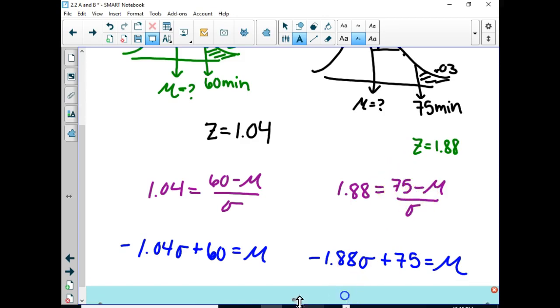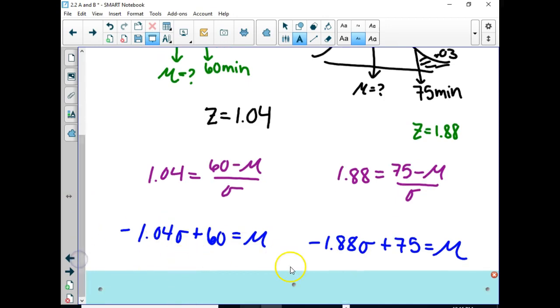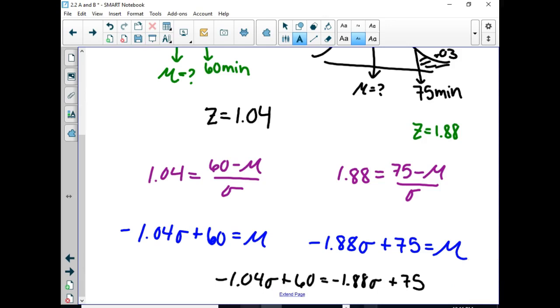I have two equations here. They are both set equal to mu, so I'm going to use substitution, meaning I know mu is this. So I'm going to substitute that over here. I'm going to set them equal to each other. Now we can set them equal to each other, and I'm going to have you do the rest. You can figure the rest out. I'm going to solve for my standard deviation. Once I've solved for my standard deviation, I'm going to plug it into one of these blue equations, evaluate, and that will give me my mean.